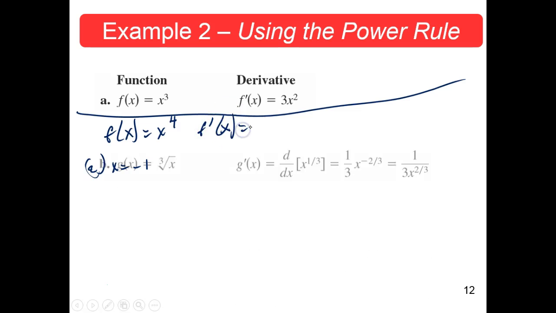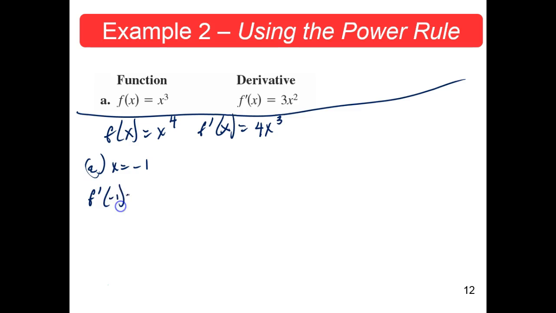And what would that be? To the third power. Got it. Now we can plug these values into each of those. So f prime at -1 would then be what?